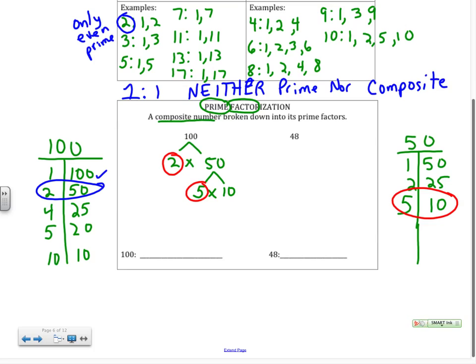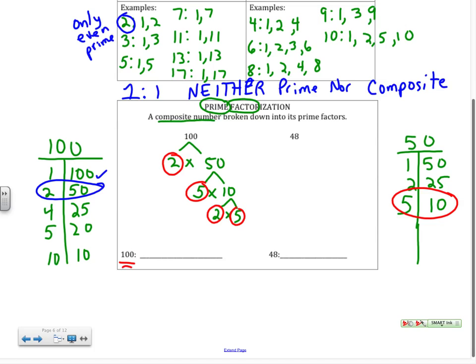And then I'm going to look at the number 10. It's composite, so it still needs to be broken into its prime factors. So 2 times 5 is 10. Is 2 prime? Yes, circle it. Is 5 prime? Yes, circle it. Now I'm going to write it here at the bottom.